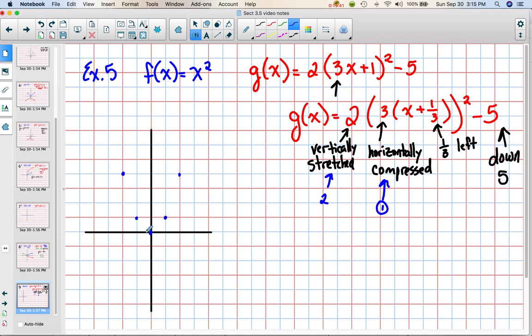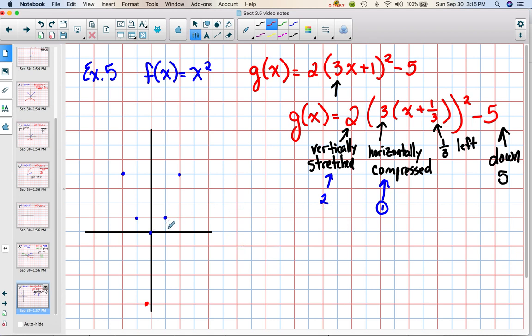So I'm going to be at -1/3, and then I'm going to go down 5. Let me change colors here. So 1/3 to the left, 1, 2, 3, 4, 5. Here's my new point. Okay, that's going to end up being my vertex.